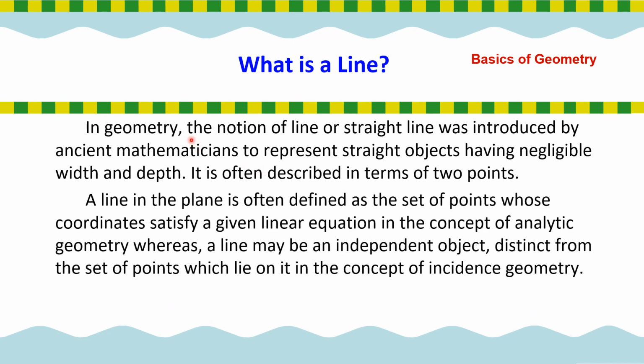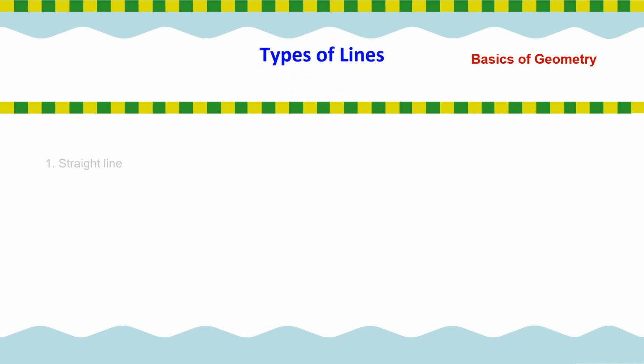In geometry, the notion of line or straight line was introduced by ancient mathematicians to represent straight objects having negligible width and depth. It is often described in terms of 2 points. A line in a plane is often defined as a set of points whose coordinates satisfy a given linear equation in the concept of analytic geometry, whereas a line may be an independent object distinct from the set of points which lie on it in the concept of incidence geometry.